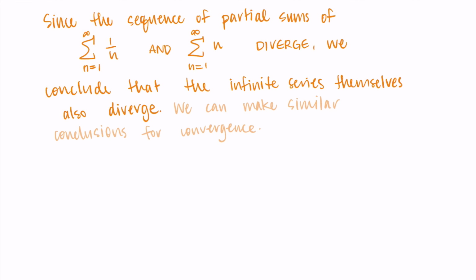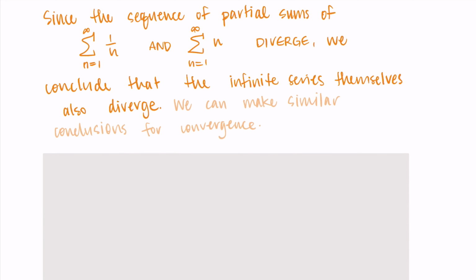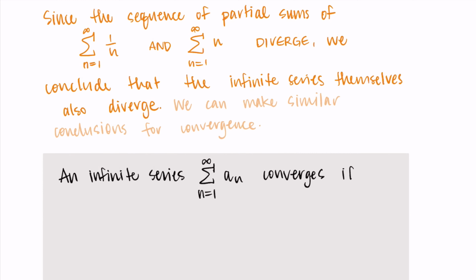We are going to make some similar conclusions for convergence. These two cases we looked at both diverged, but in the next video I'll show you a case where we have something that converges, but for now I just want to give you the formal rules so you have them for yourself. We say that an infinite series, which is the sum from n equals 1 to infinity of a sub n, converges if the sequence of its partial sums, s sub n, converges.